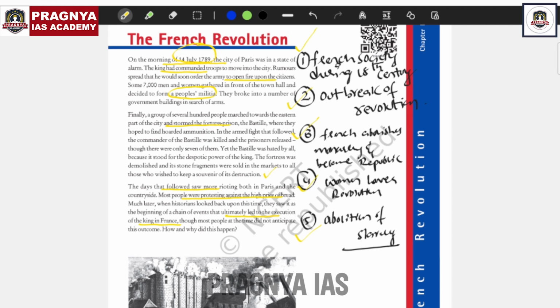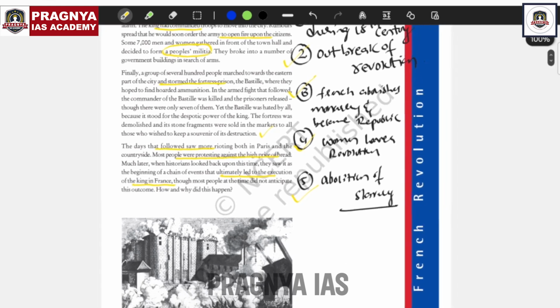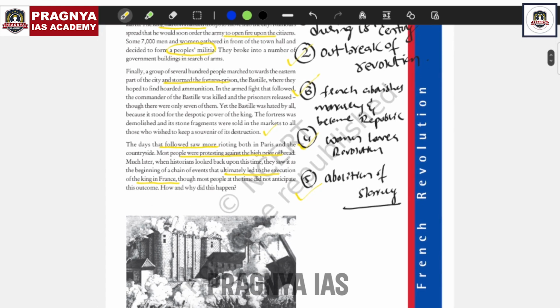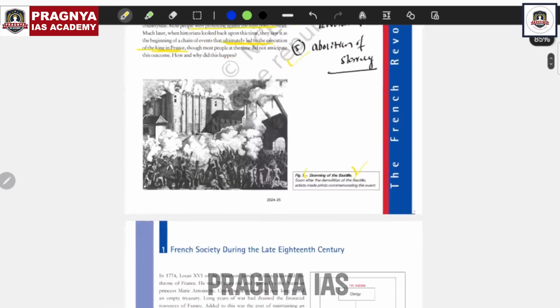After this event, both in Paris and elsewhere, there was more rioting and most people were protesting against the high prices of bread. Ultimately this led to the execution of the King of France. How and why this happened, we will discuss now.